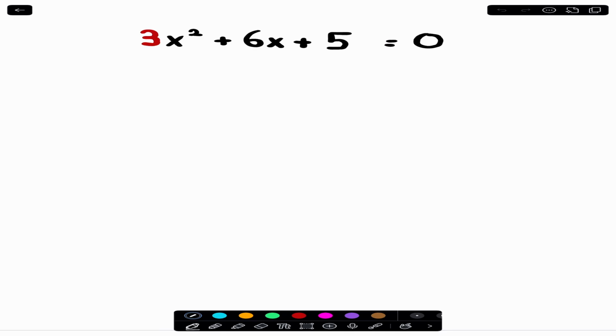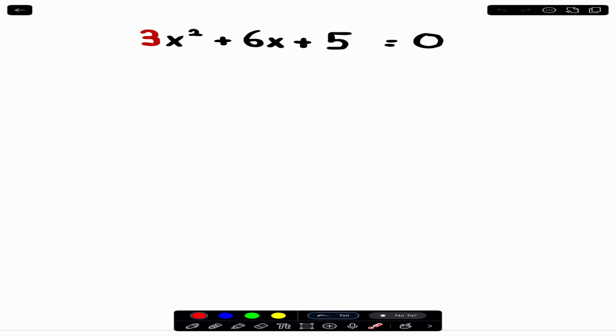Now that we've done an example where we complete the square for a quadratic equation where the coefficient of x squared is equal to 1, this, of course, naturally leads us to ask, well, what happens if the coefficient of x squared is not equal to 1? And that's exactly what we're going to discuss today.